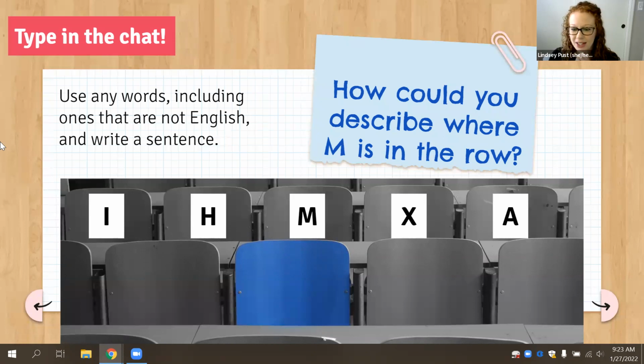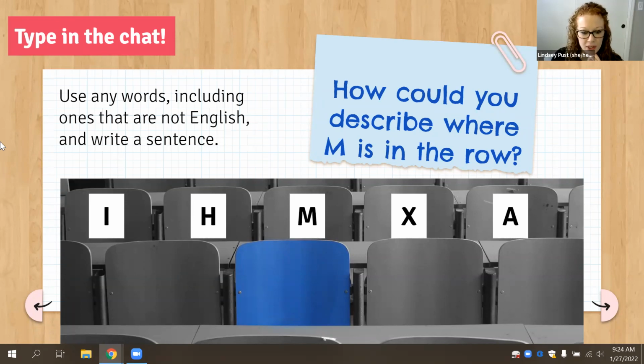I've done this activity. Well, I'm not going to come out of student mode. Just kidding. Okay, M is in the middle. Nope, I lost it. I'm sorry. Go past I and H in the top row. Okay.